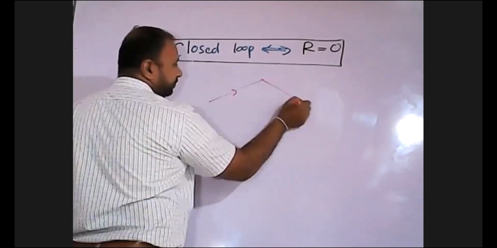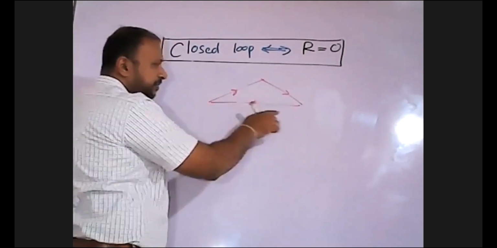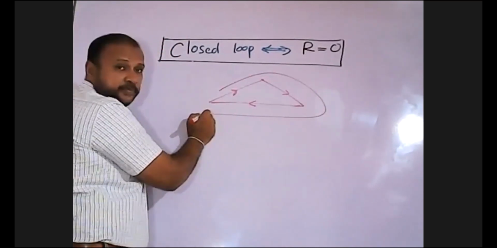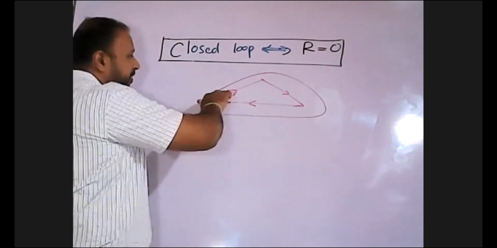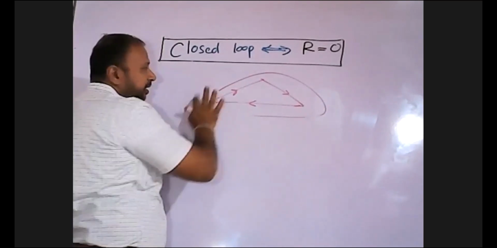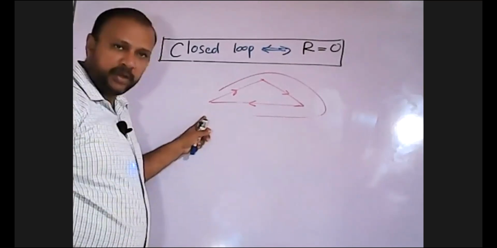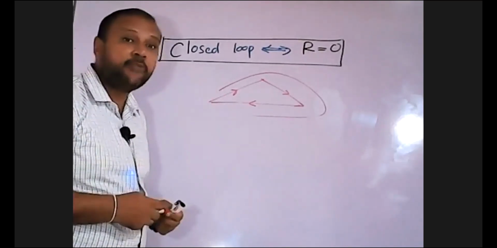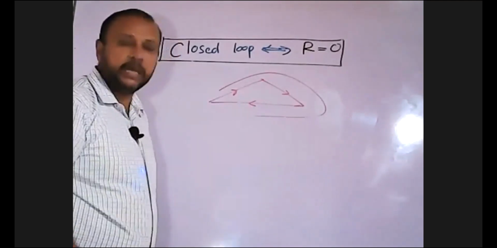Look at this one. In this vector system, if you go through it, you will go in a clockwise direction. You can go in a clockwise direction without any interruption. So normally we say the vectors are in the same order. If the vectors are in the same order, that means it's a closed loop.